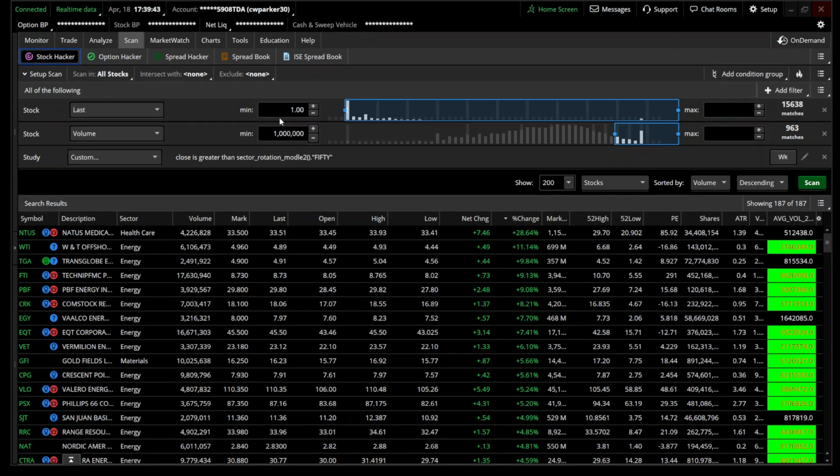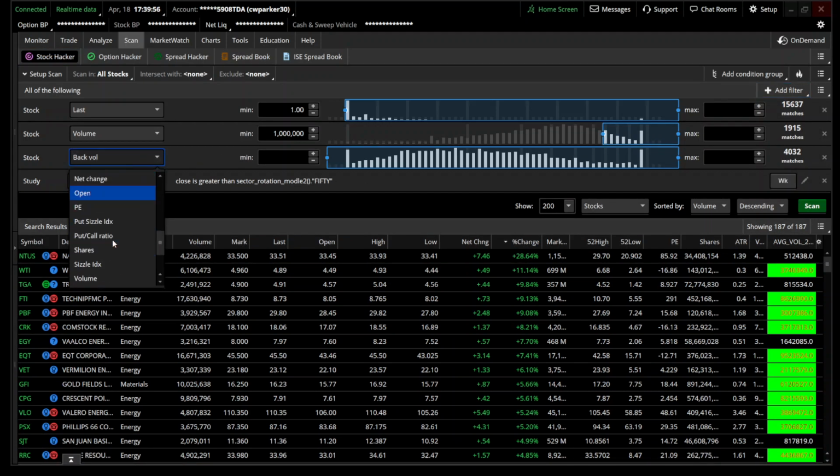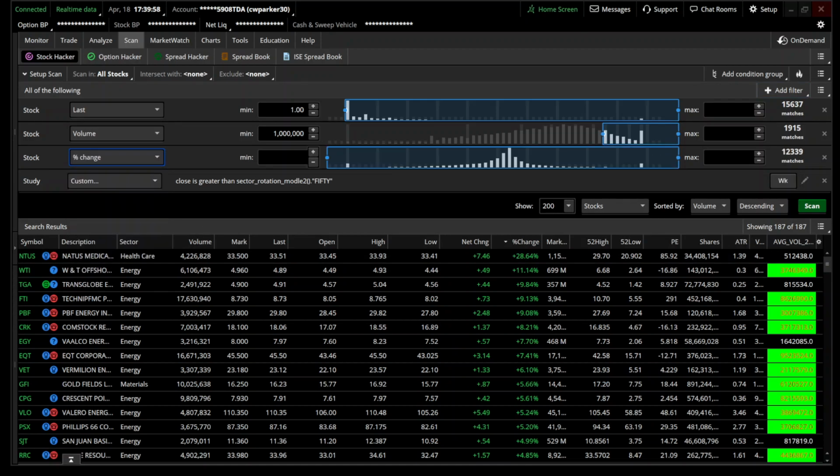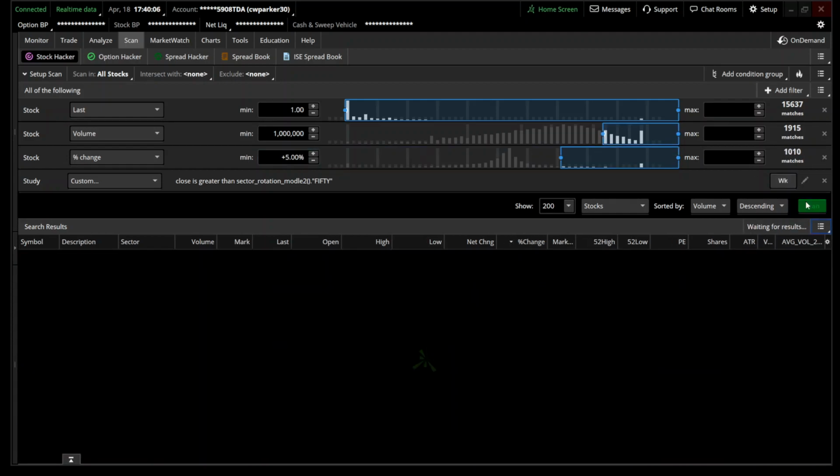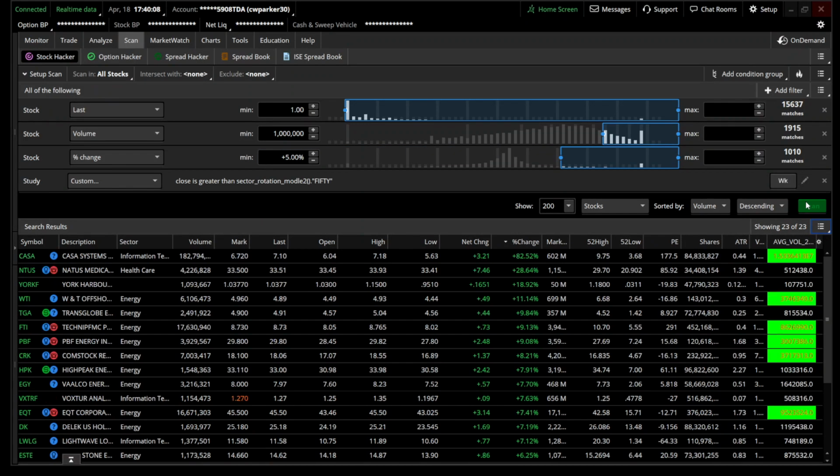Right now, I have it set at stocks above $1, and the volume on any of the stocks has to be 1,000,000. I'm gonna add one more stock filter, and that's just gonna say that I want it to show me stocks that are at least 5% up today, and they're over the mid between their 52-week high and 52-week low. And this is what it sent back.